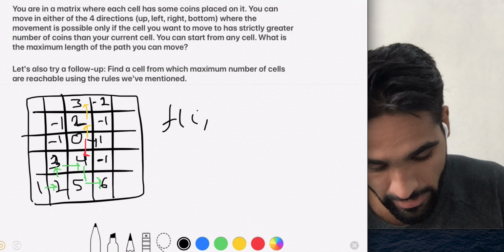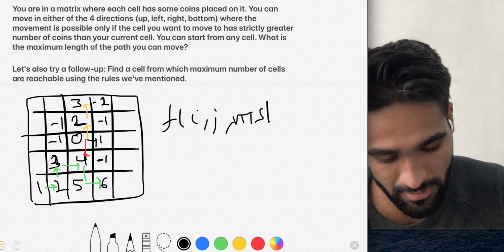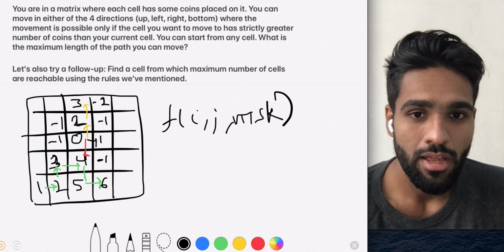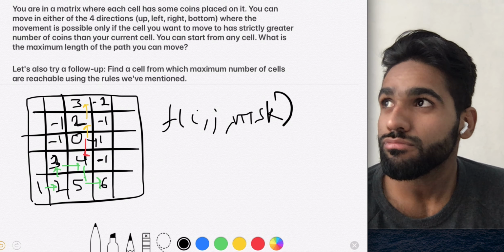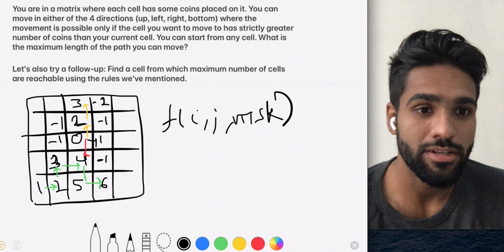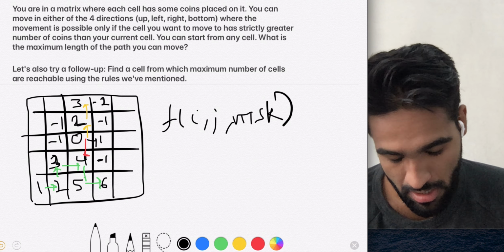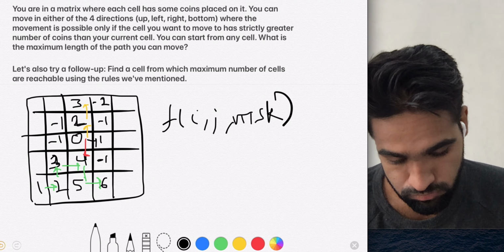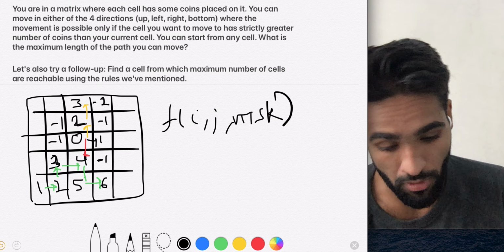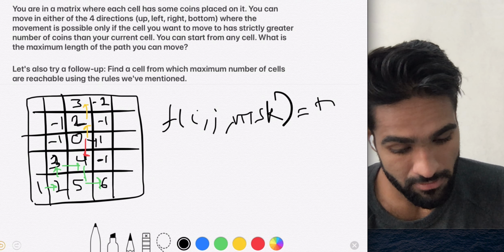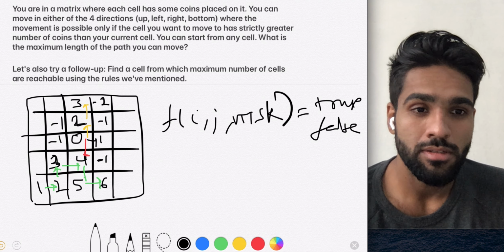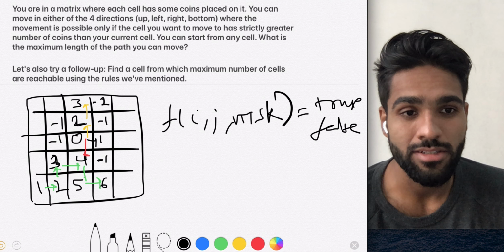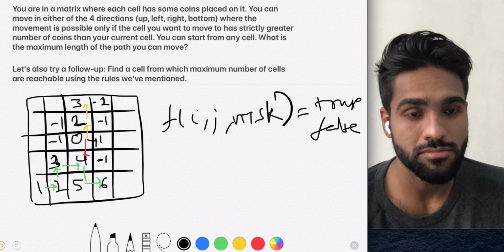Okay, so f of I comma j comma mask. So bit mask is, we represent it as integer sometimes. This is defined as, okay, there's a challenge there. How do you define it? We can define it as true or false. It's true when the reachability set of cell I comma j is equal to mask, right?